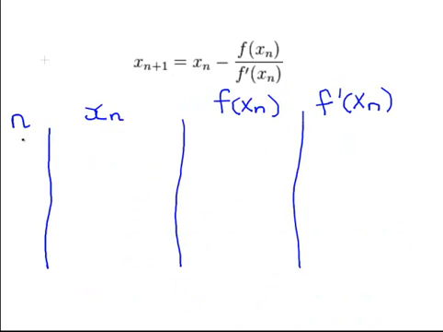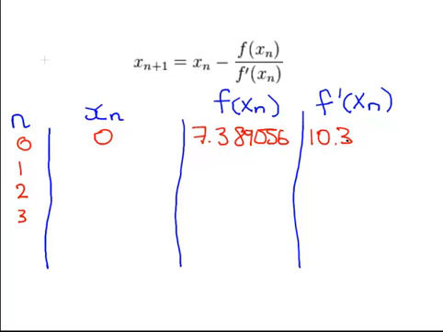So let's start that here. n is 0, 1, 2. The first trial solution was 0. We got 7.389056 and 10.389056 here. And we found that the next iteration was minus 0.711235, giving it all 6 decimal places.